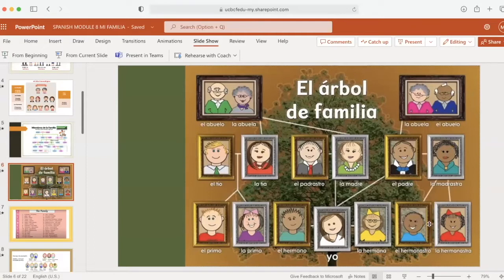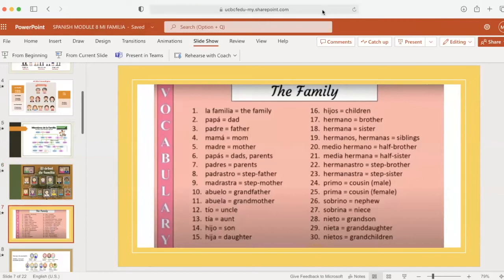What do you call them? Half sister, half brother. Muy bien, Stephen. Okay. So your half brother and half sister, you call them now medio hermano and media hermana. And this is now the whole vocabulary that we have just identified when it comes to the family. Please memorize this.